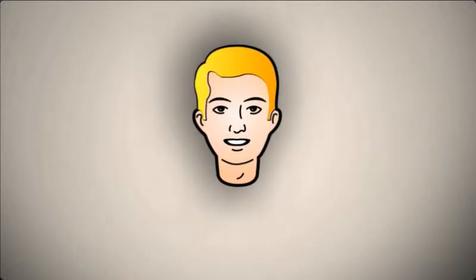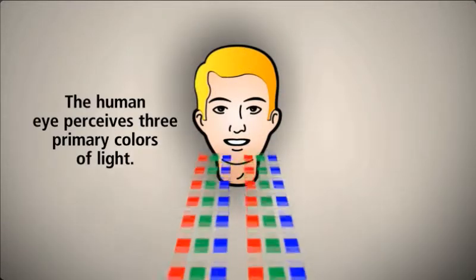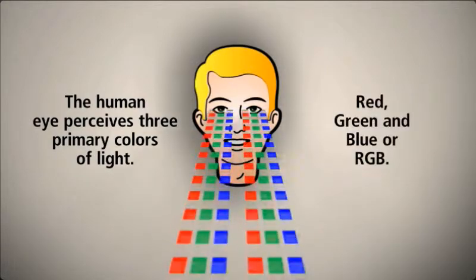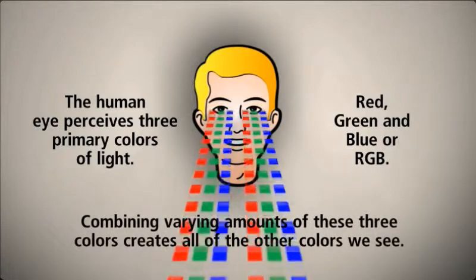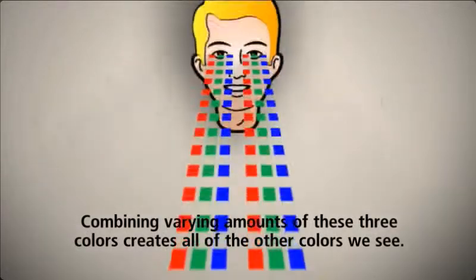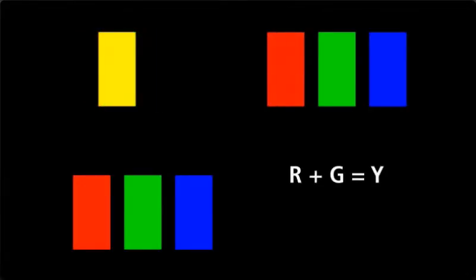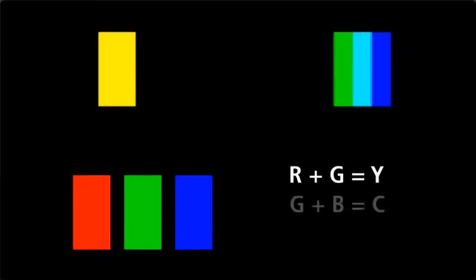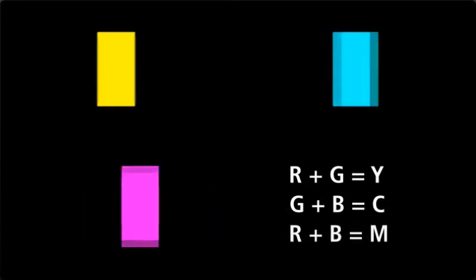At a fundamental level, if everything is working properly, the human eye perceives 3 primary colors of light: red, green, and blue, or RGB. By combining varying amounts of these 3 colors, it's possible to create all of the other colors we see. If you mix red and green, you get yellow. Mix green and blue to get cyan. And mix red and blue to make magenta.